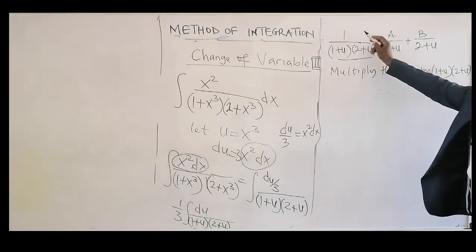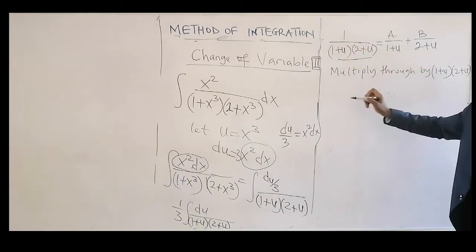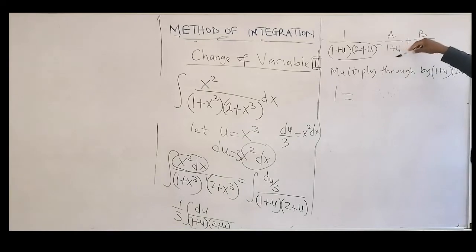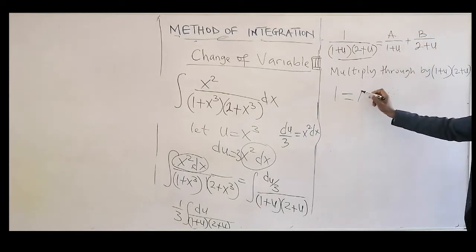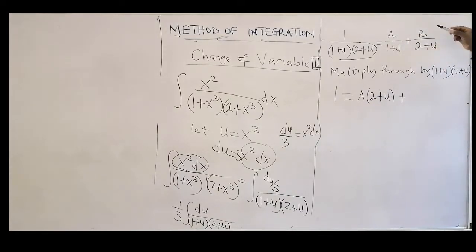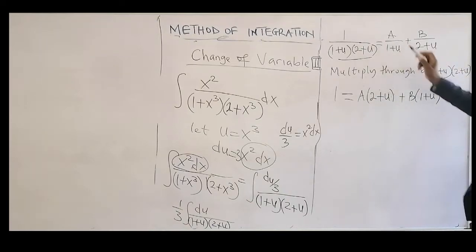So then if you do that, this side times the common factor, you have 1 on the left hand side. This one also times the common factor, then you have 1 into bracket 2 plus u, plus this one also times the common factor, that will be into bracket 1 plus u. Or in a nutshell, this one times this one, that's this one times this one, that's this.